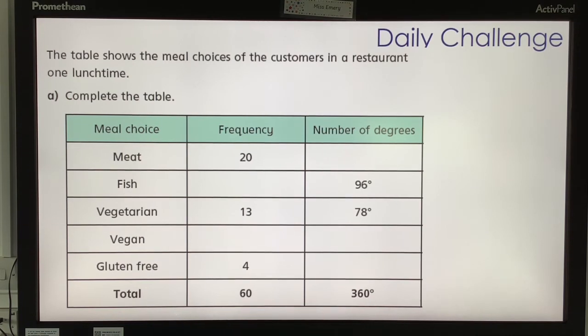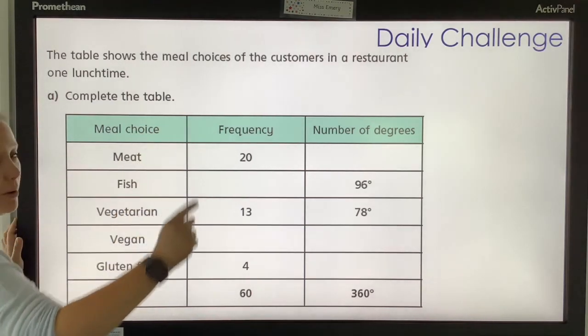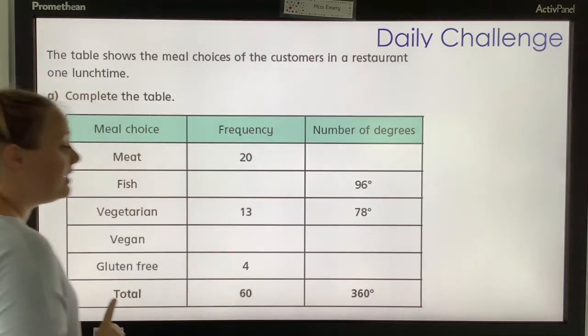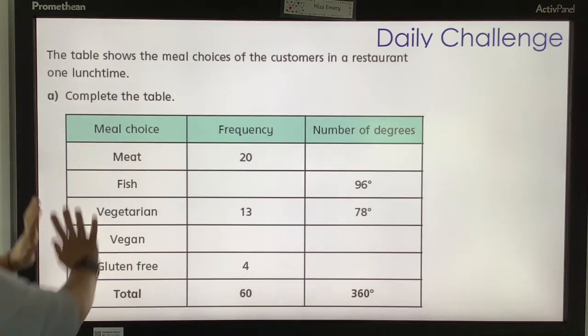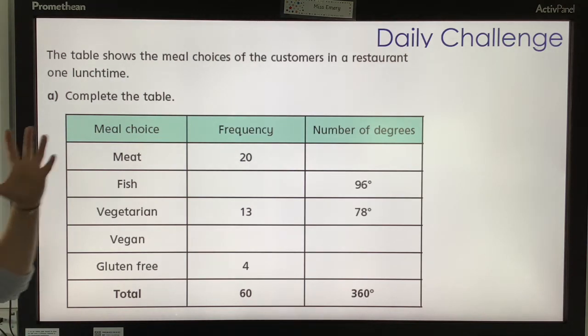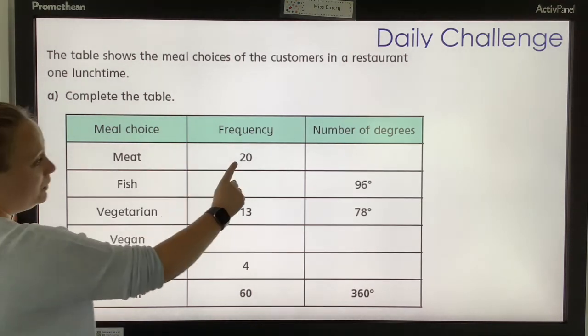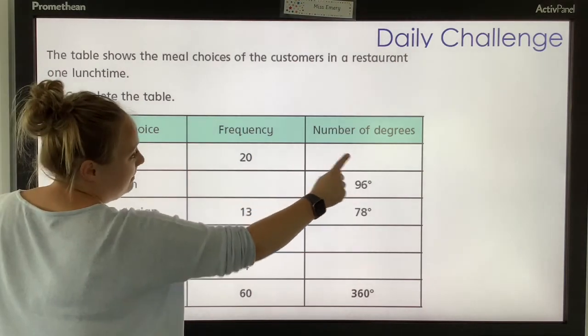You know that there were 60 people in total. You know that your full pie chart needs to add up to 360 degrees. So before you do any of this, work out how much each customer is worth in degrees. So you've got 360 degrees in total, and 60 people were asked. How would you work out how much each person is worth? Then, if you've been given the number of people, you can work out the number of degrees.